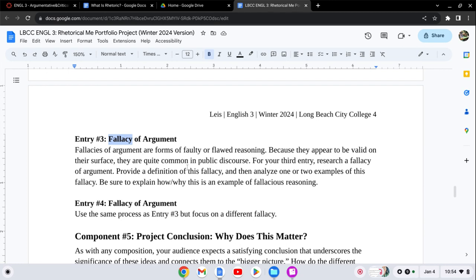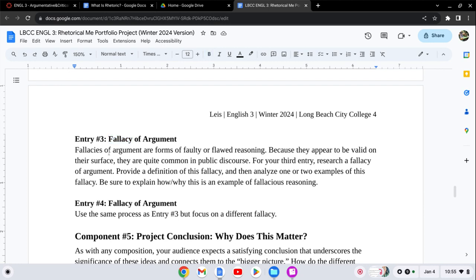Then you'll define that fallacy and analyze 1 or 2 examples of that fallacy in public discourse. It could be on social media. Going to X or Twitter is a great place to find fallacious reasoning. It's everywhere on that particular website, so that would be a place that you may want to check out. But it doesn't have to be limited to that. You can find examples anywhere, but make sure to find them in your own experience.